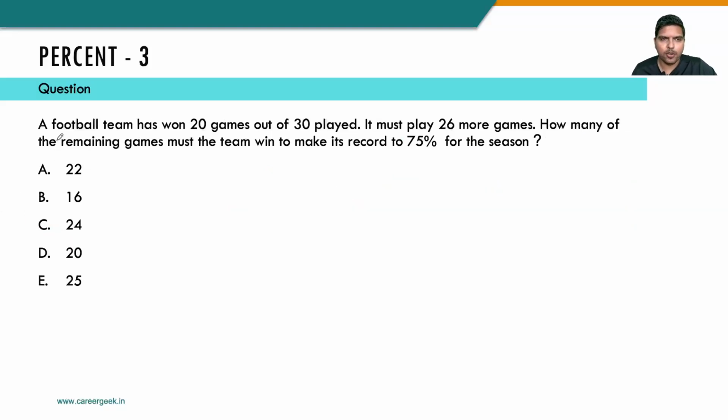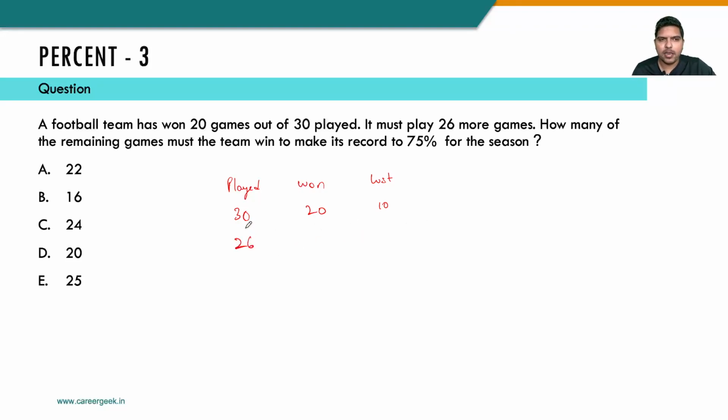One more question. A football team has won 20 games out of 30 played. So let's say played 30 and won 20, so lost is 10. This is what I understand, so I'm just writing it. It must play 26 more games. So 30 played, 26 more to come.